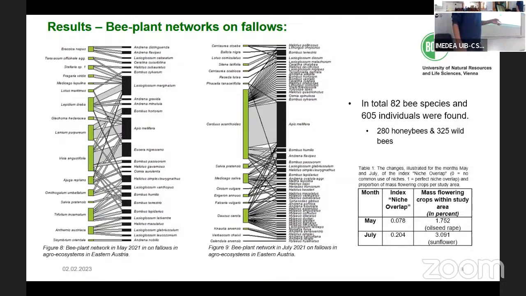we see that the level of shared resources peaked in July, although on a very, very low level. Just to explain it a little bit, this niche overlap index varies between 0 and 1. 0 would mean no niche overlap, 1 would mean the perfect niche overlap. And since the peak of it is 0.2, there's not so much overlapping going on when it comes to resource use. So we can't really start talking about interspecific competition, which has negative effects on wild bee species or populations.